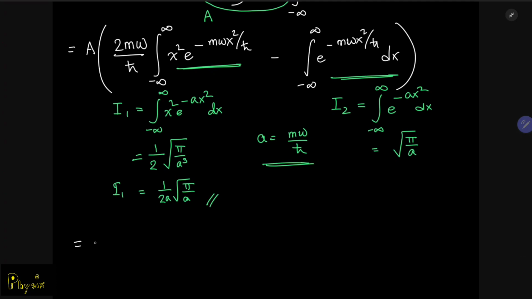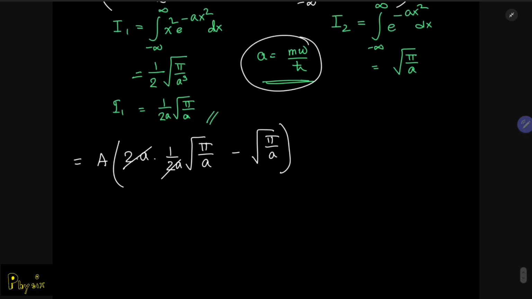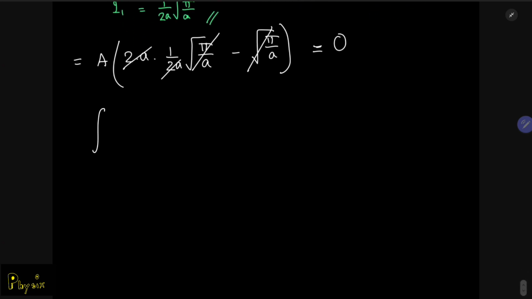So our final product just becomes some constant A times 2m omega over h bar. So this is basically 2a if we associate a into it, so this is 2 times a times I1. I1 is 1 over 2a times the square root of pi over a, minus the square root of pi over a. So 2a divides out, and you're left with just 0. So what this is saying is that the integral of psi 0 star times psi 2 dx from negative infinity to infinity is 0, which means what?